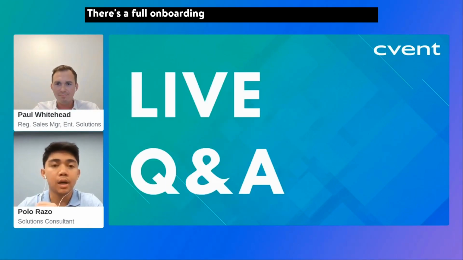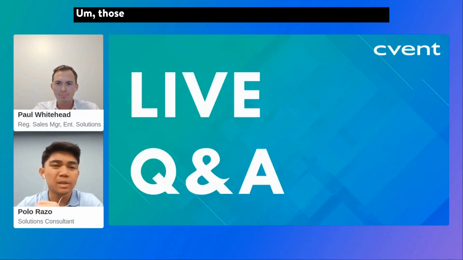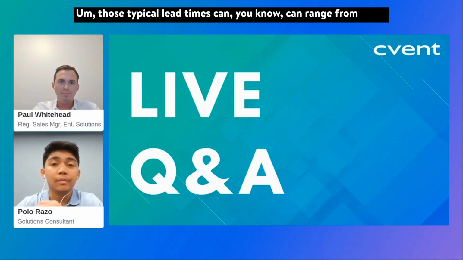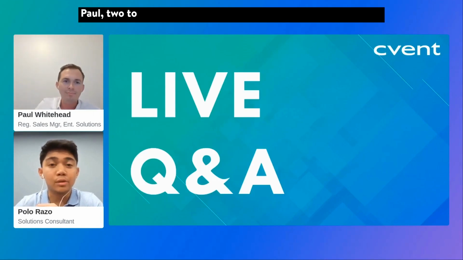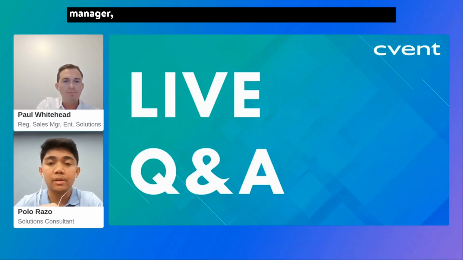There's a full onboarding and training process, but Cvent can also provide professional services for us to build it out for you. Those typical lead times can range from, what, Paul, 2 to maybe 5 weeks, depending on our build services. So definitely something to talk about with your account manager if you guys are interested in those details.